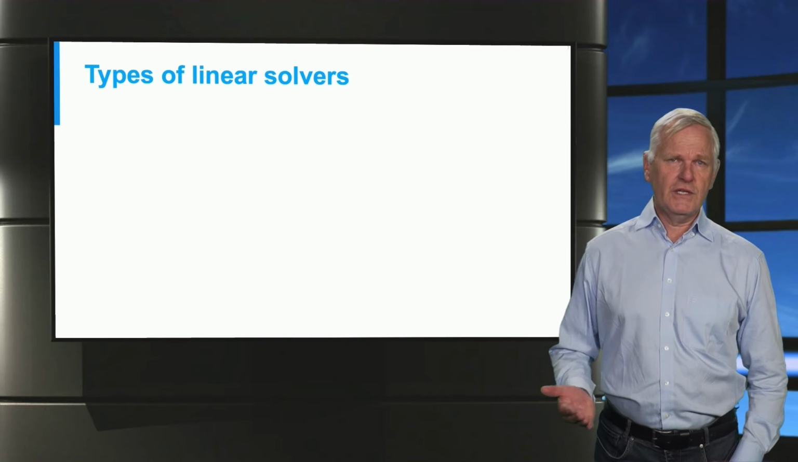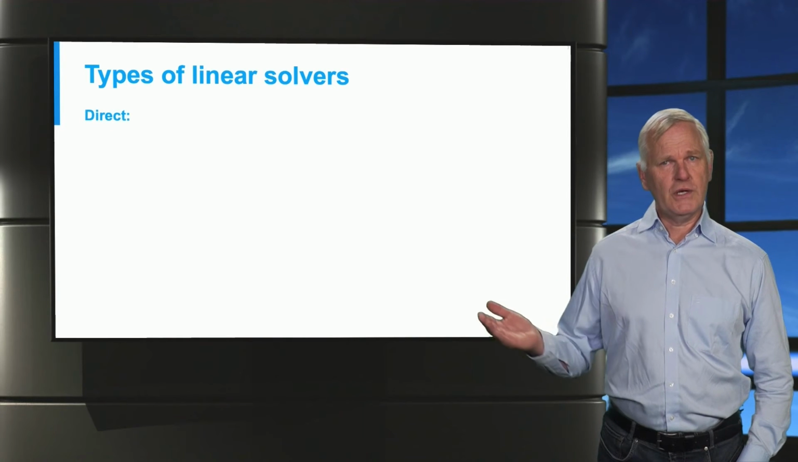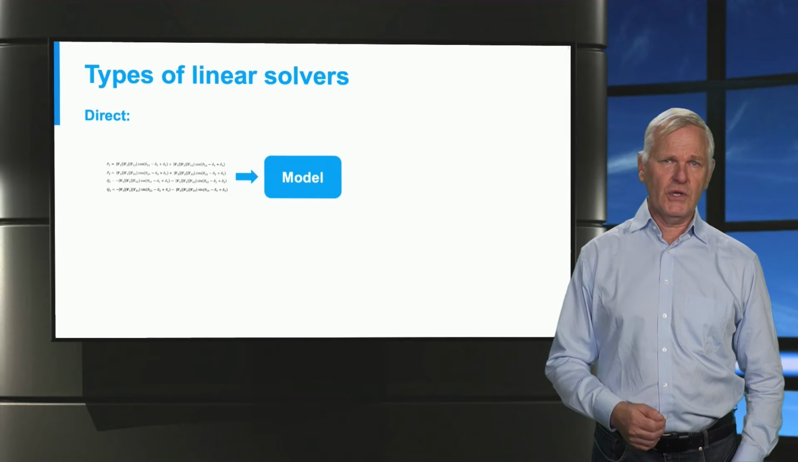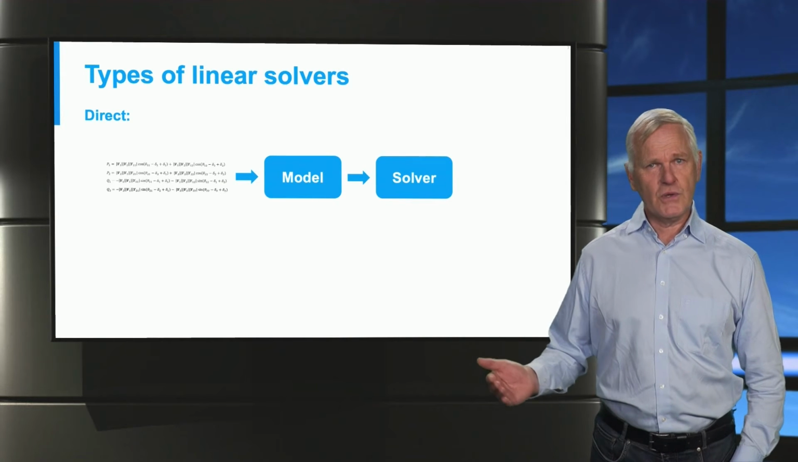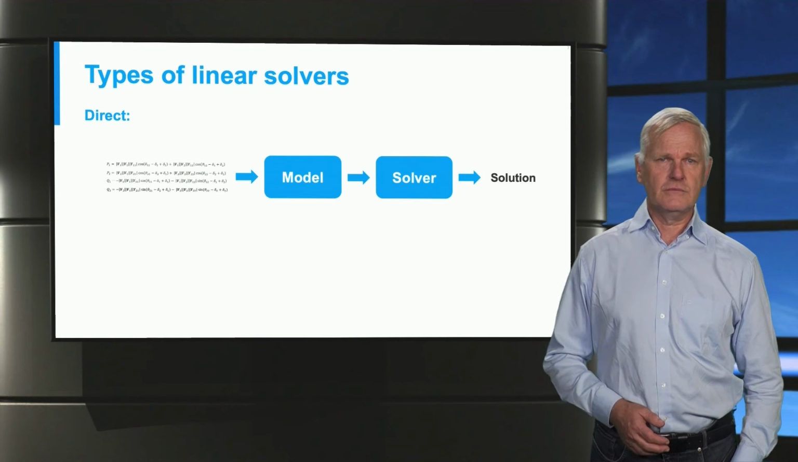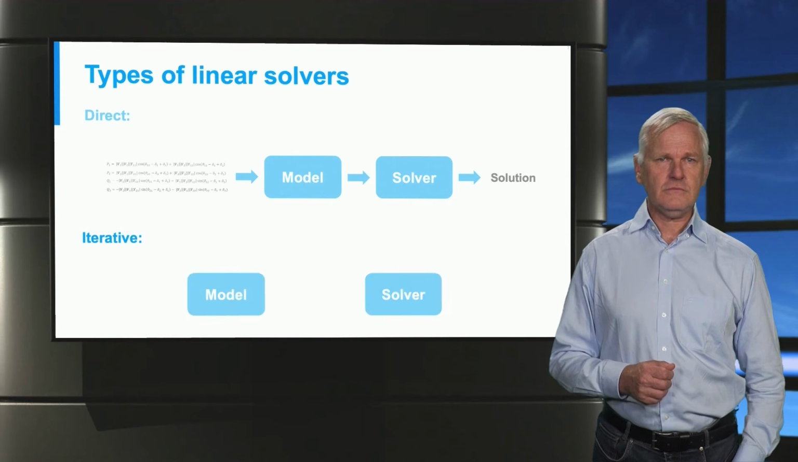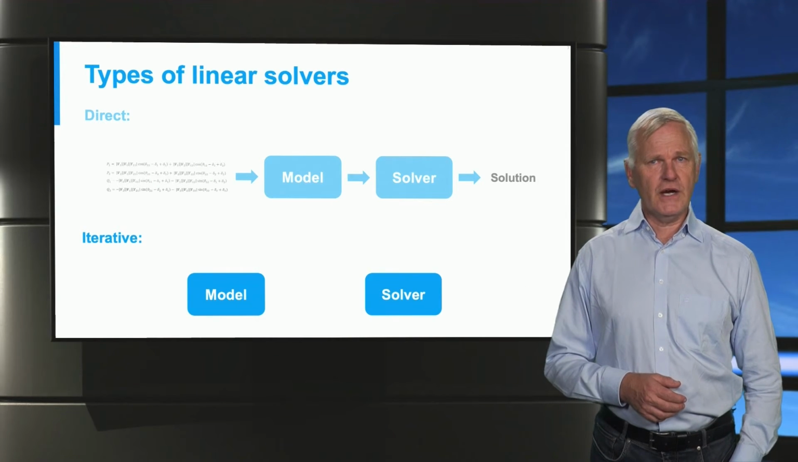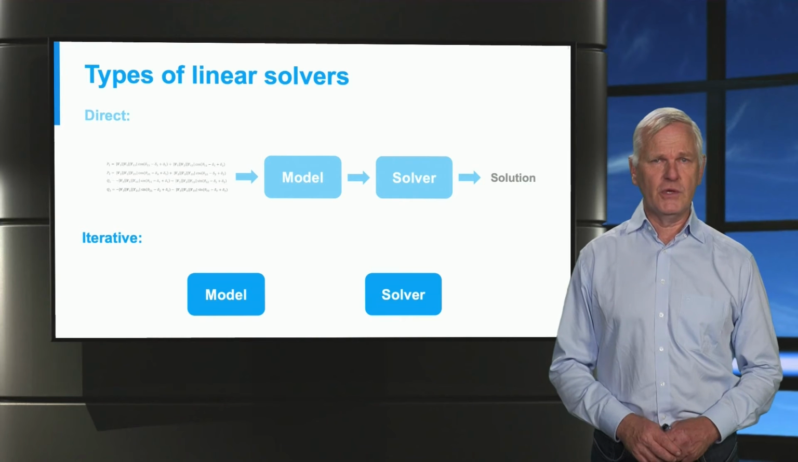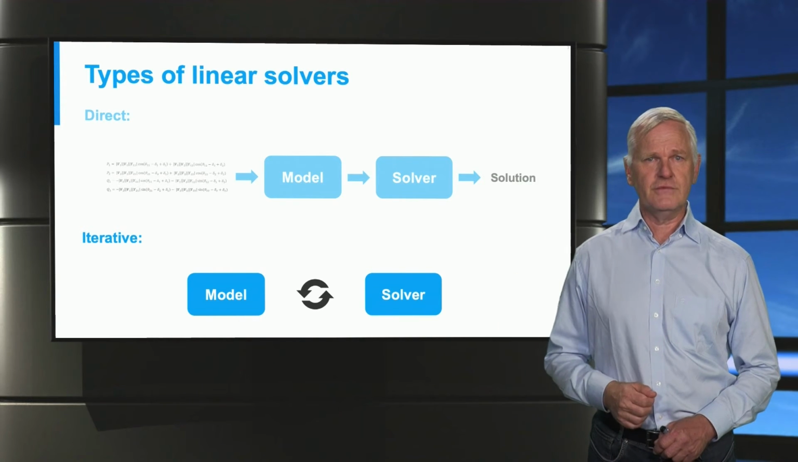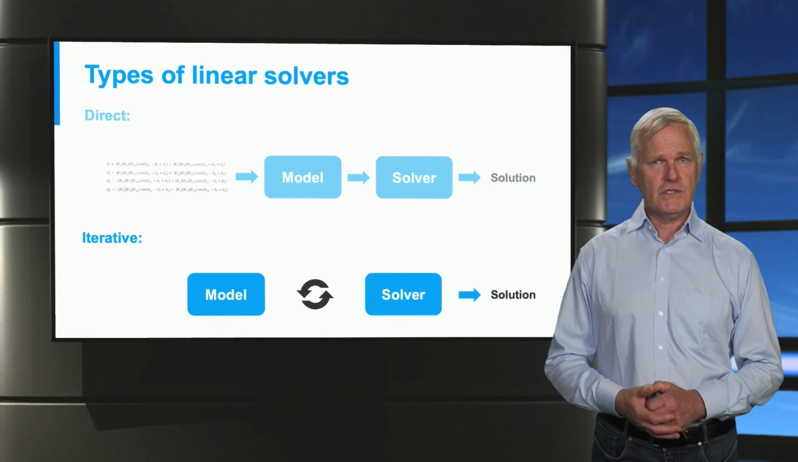There are 2 types of linear solvers. The first one is a direct solver. The equations go directly into the model. Then that model is solved and we get a solution. The second one is the iterative solver. In contrast to the direct solver, we are not done after solving the model once, but we iterate until the solution is good enough. Only then the solution is returned.